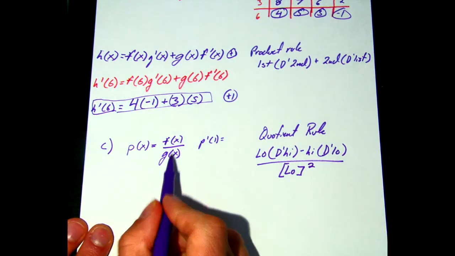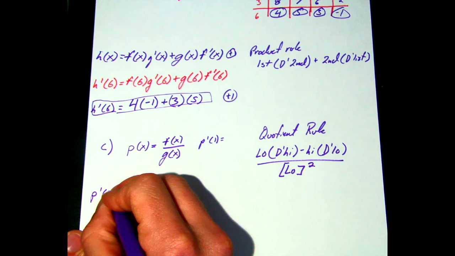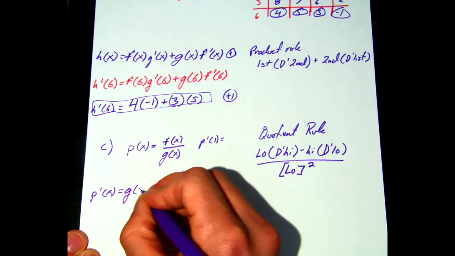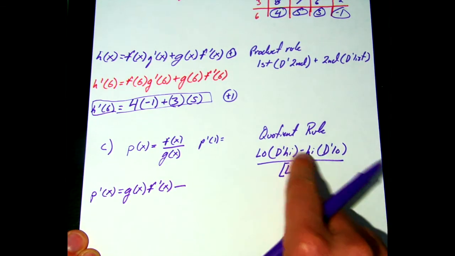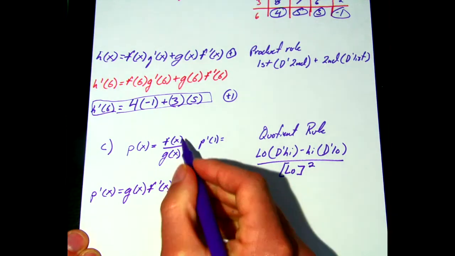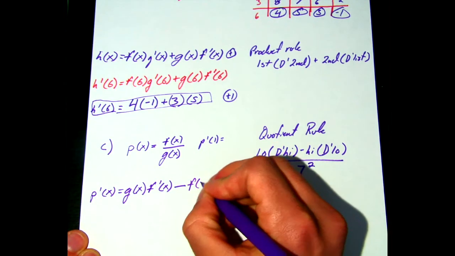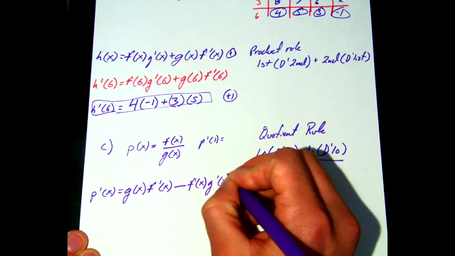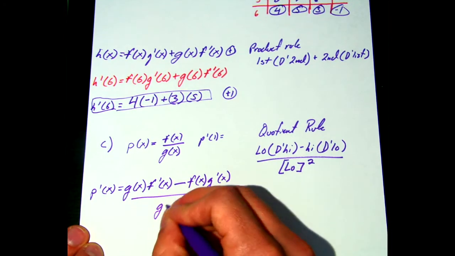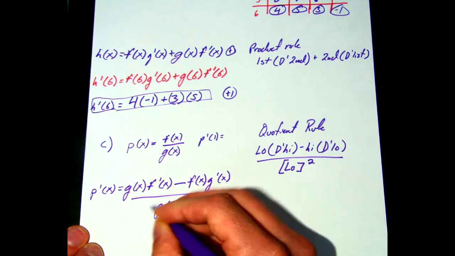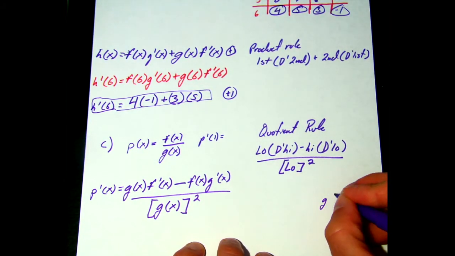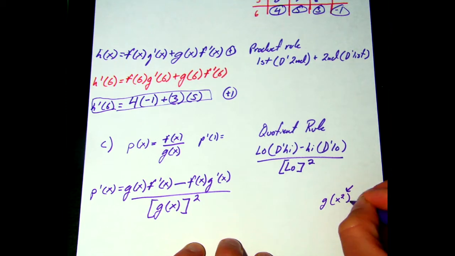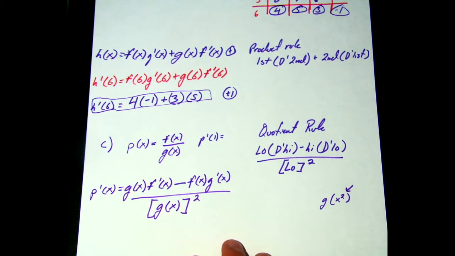So low derivative high, so p prime of x, low derivative high is g of x times f prime of x, minus, product's a plus, quotient's a minus, high derivative low, so f of x, g prime of x, all over g of x squared. And put that in brackets for me, so that the grader knows you're squaring the whole thing. I don't want the grader to think you're doing this. I could see a grader being like, I don't know if this person knows how to square things.